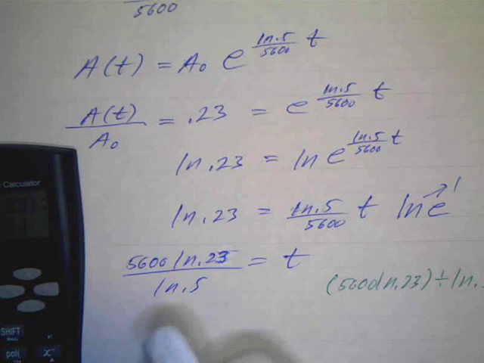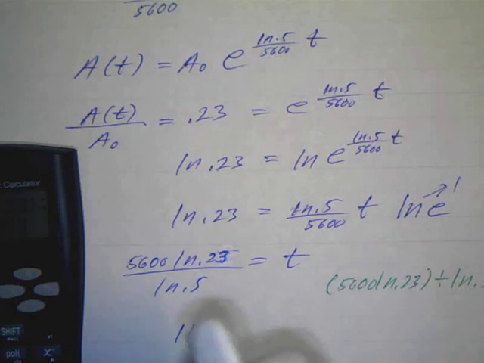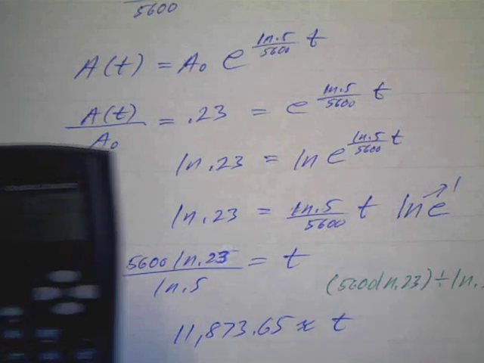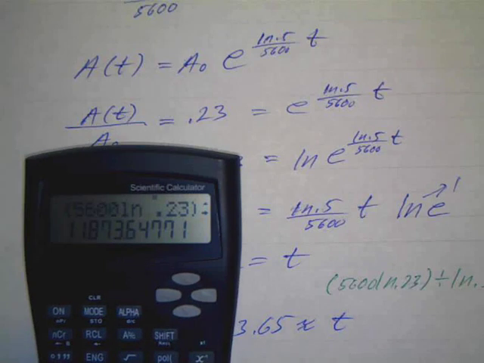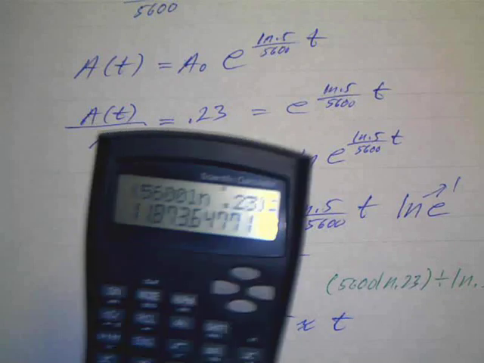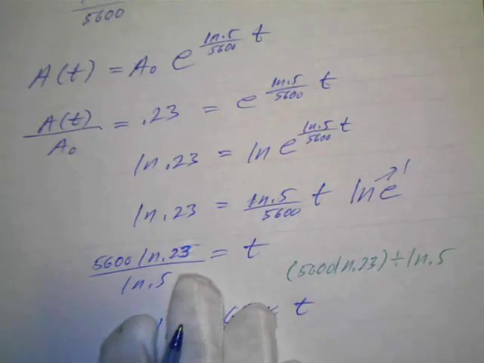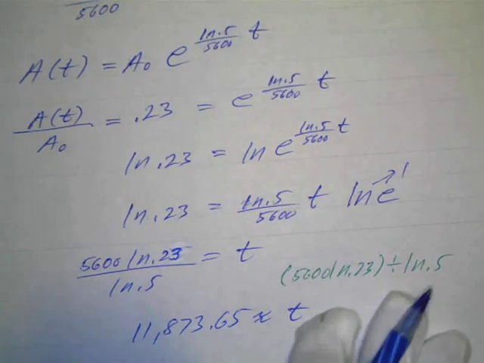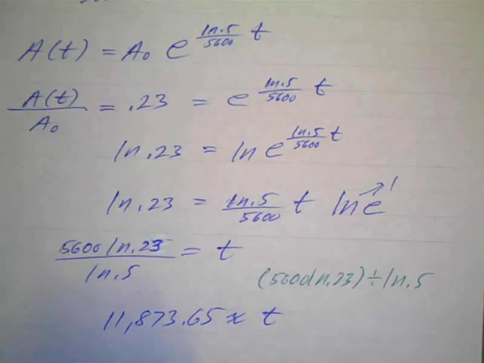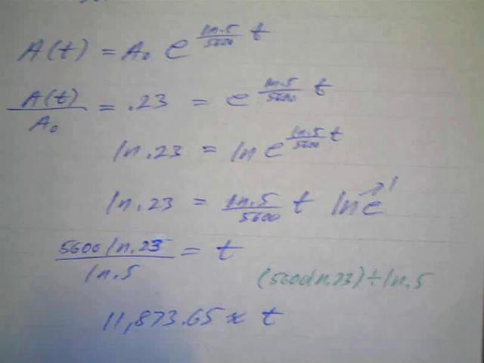So 11,873.65 years is approximately the age of the fossil. And that's how you put it in your calculator. That's a standard type of problem, so that's one you definitely need to be able to handle.